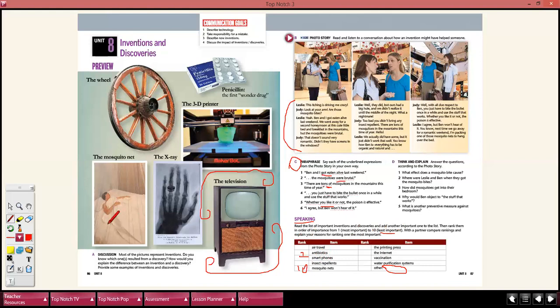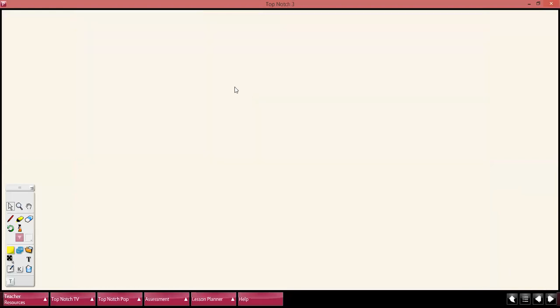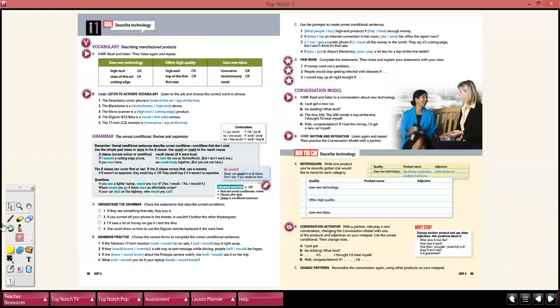Some of you gave examples like cars. What else did I hear? Clothes, some others. Well, you put them in there. Very well. So now that we have the introduction to our lesson, we can move on to lesson number 1 on page 88.